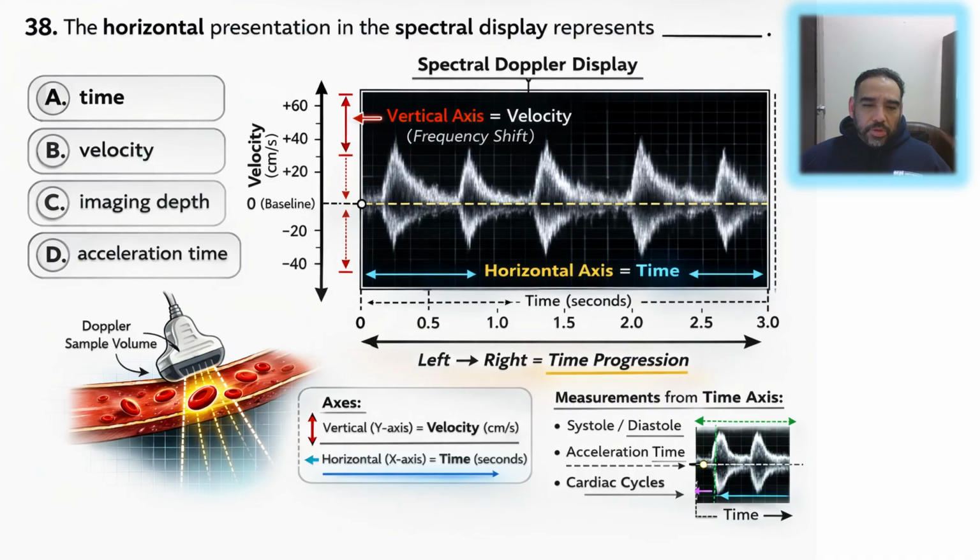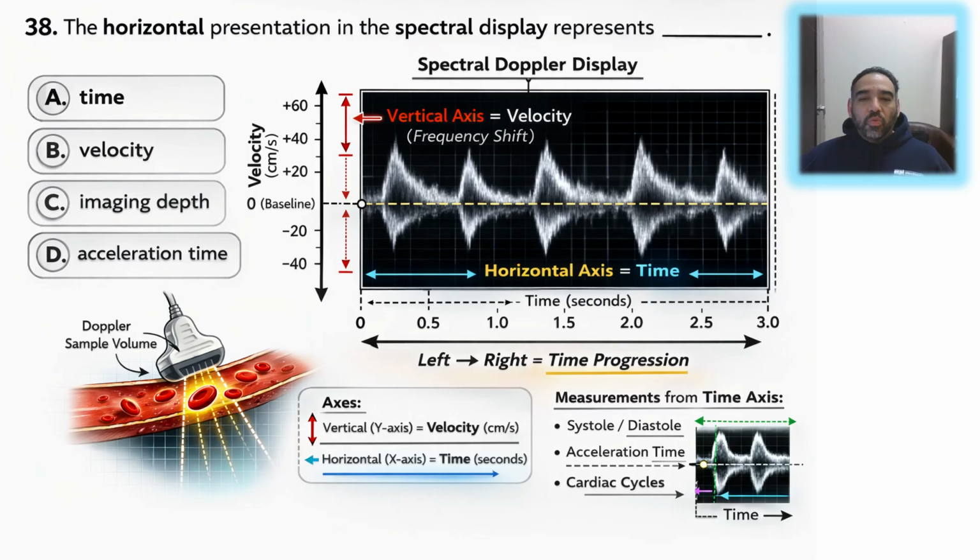Okay, the next question is, and again, the slide is very small, the horizontal presentation in the spectral display represents what? And the options are A, time, B, velocity, C, imaging depth, or D, acceleration time. And the correct answer here is answer A, time. So in a spectral Doppler display, the horizontal axis, the x-axis, is equivalent to time.